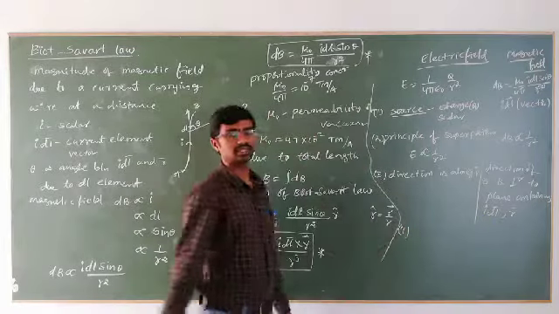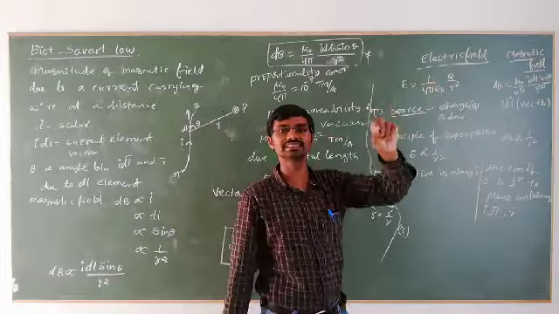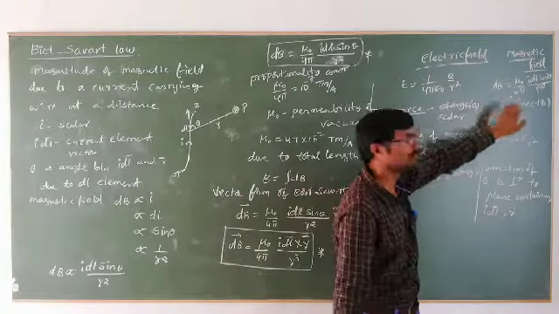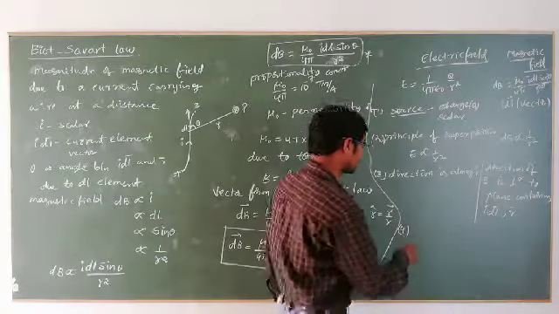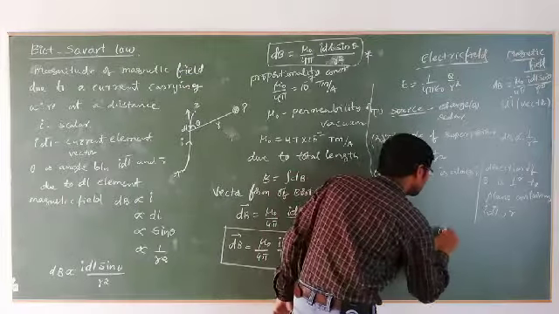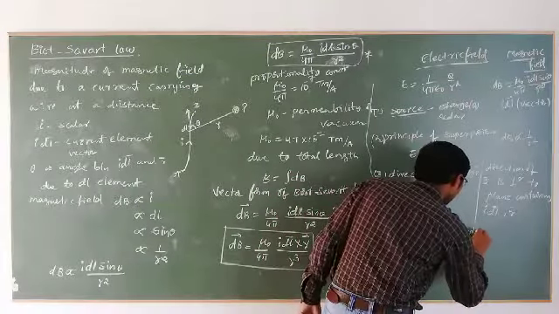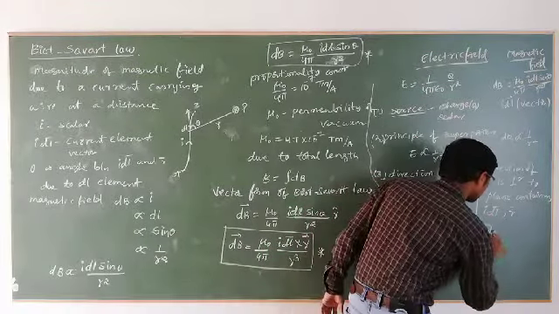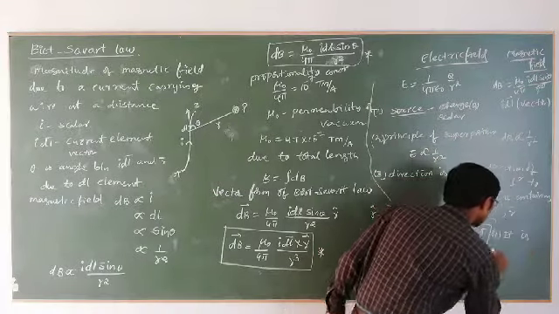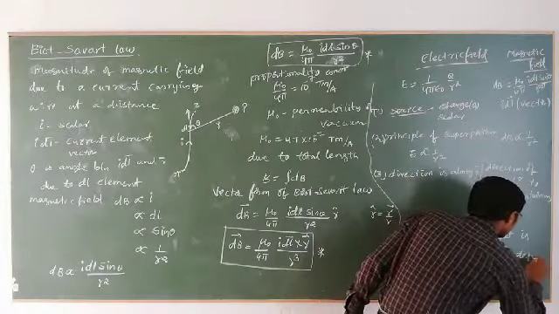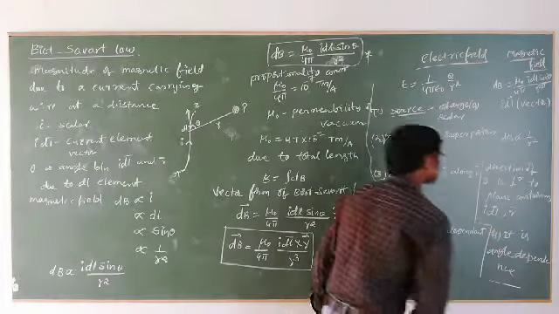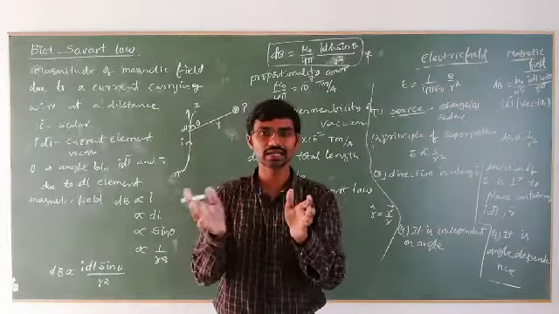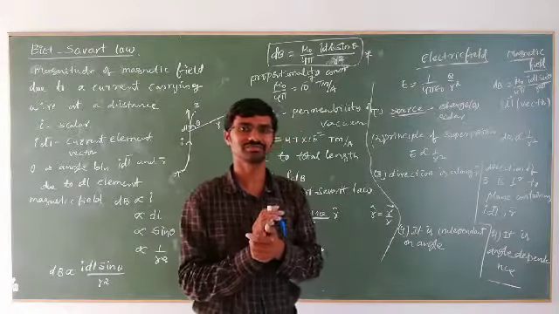And the most important thing is that the electric field is independent of the angle, whereas the magnetic field is angle dependent. Is it? It is independent of angles, but this one is dependent on angle. So these are the most important points which we have to remember to differentiate the similarities between the electric field and magnetic field.